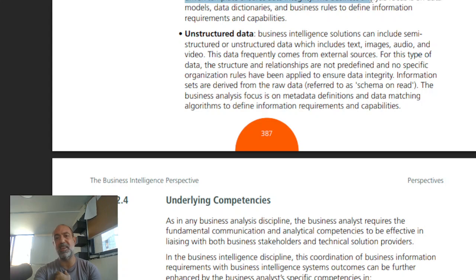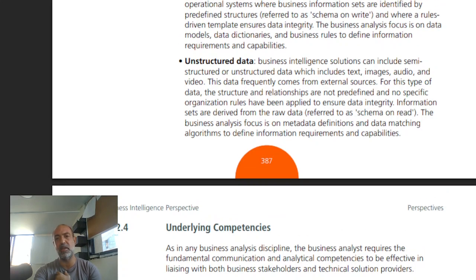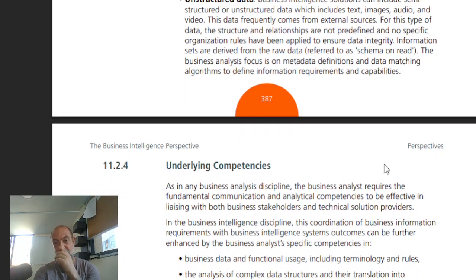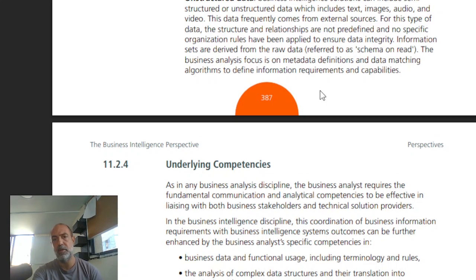Schema on write is basically our data, right? Structured data is data that we created, it seems. Schema on write, as in you're writing on the schema, where the rules-driven template ensures data integrity. We take data and we write them. And it seems we need unstructured data in order to create structured data. That seems to be the thing.